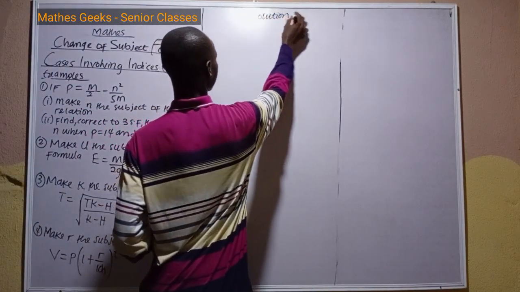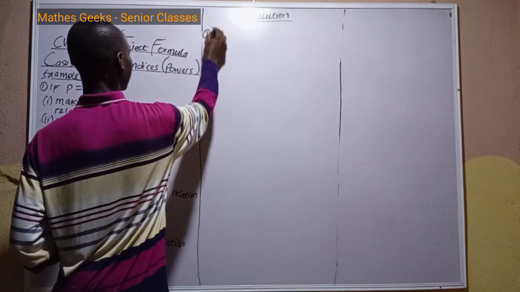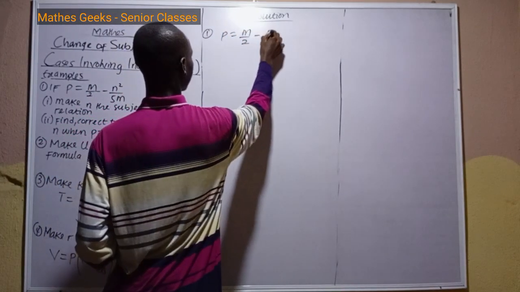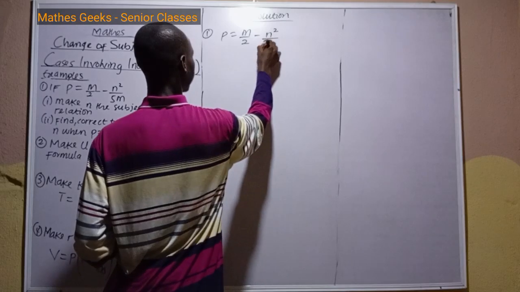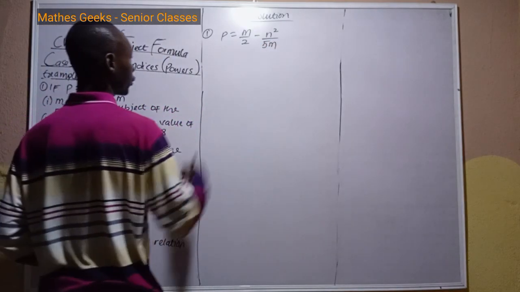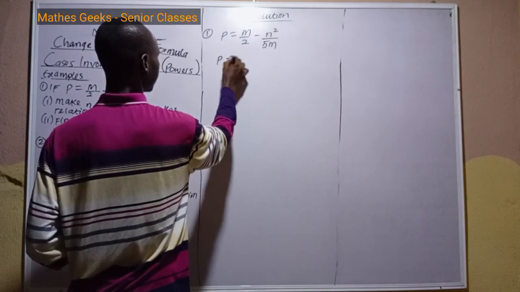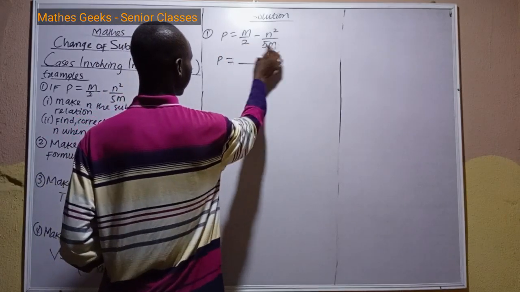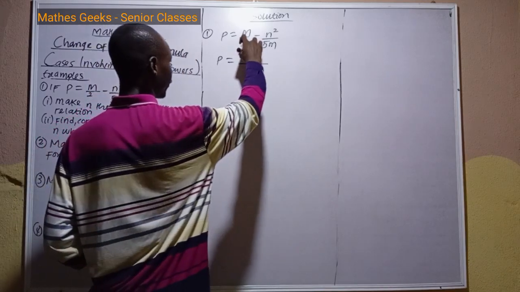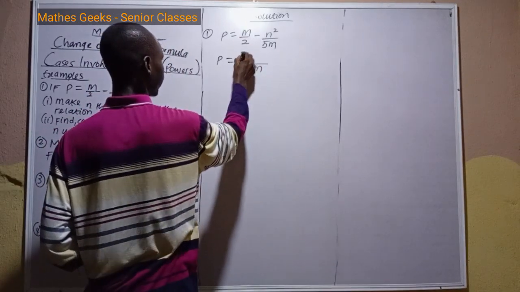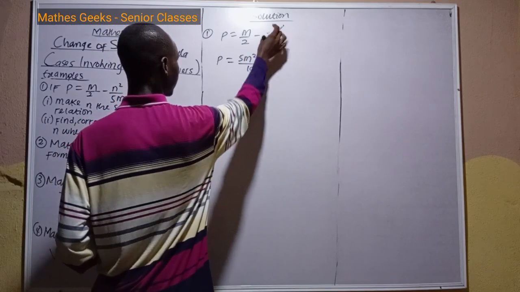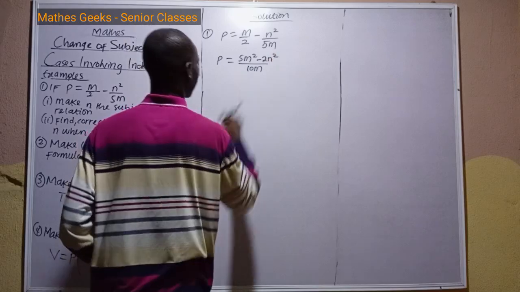Solution number 1: p is equal to n over 2 minus n squared over 5n. So we have to make n the subject of the relation. Let's simplify here. p is equal to the LCM of 2 and 5n, which is 10n. 10n into 2 gives us 5n, 5n times n gives us 5n squared. 10n to 5n gives us 2, 2 times n squared, minus 2n squared.